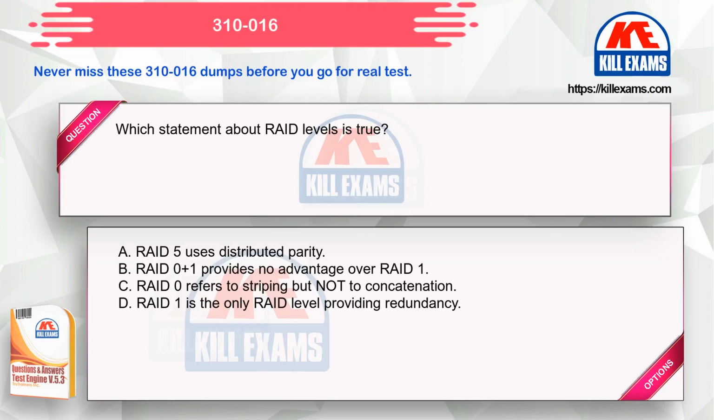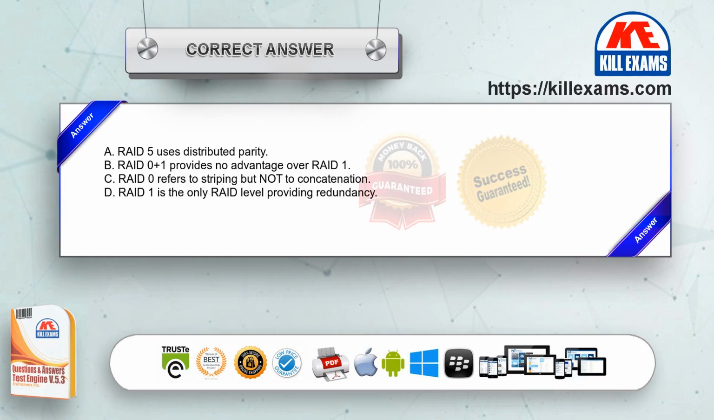Which statement about RAID levels is true? Option A. RAID 5 uses distributed parity. Option B. RAID 0+1 provides no advantage over RAID 1. Option C. RAID 0 refers to striping but not to concatenation. Option D. RAID 1 is the only RAID level providing redundancy. The correct answer is option A.